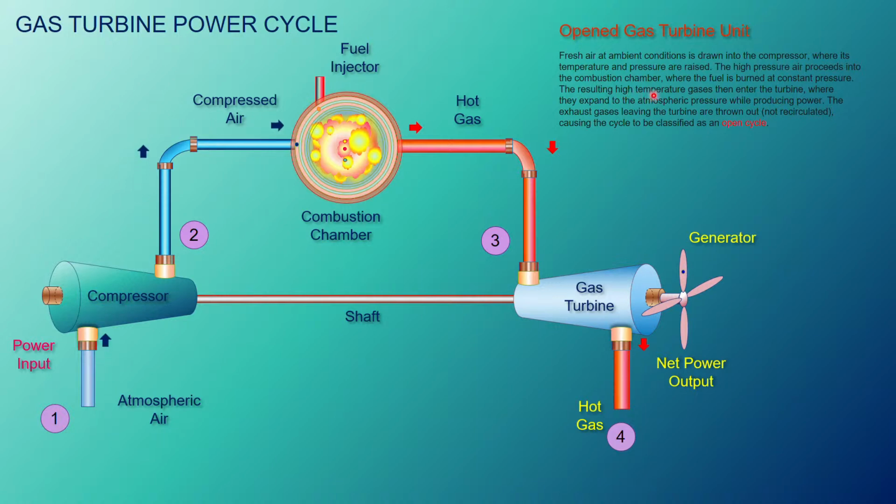The resulting high temperature gases then enter the turbine, where they undergo isentropic expansion to the atmospheric pressure while producing power. The exhaust gases leaving the turbine are thrown out, not recirculated, causing the cycle to be classified as an open cycle. So this is an open constant pressure cycle.